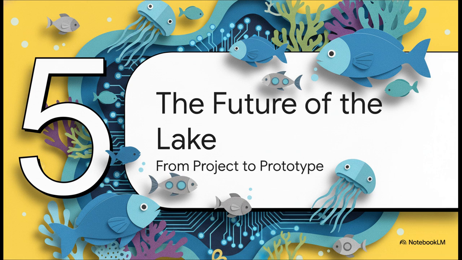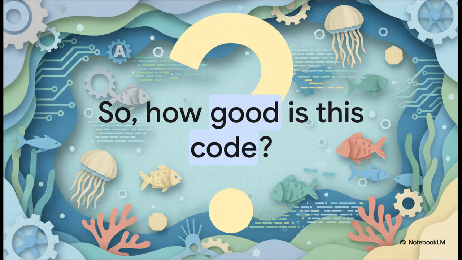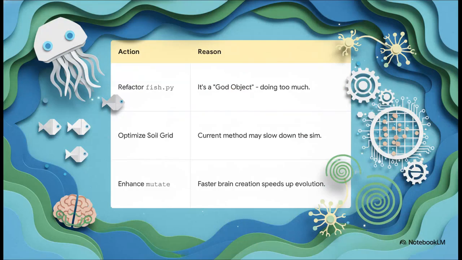I mean, this is already a stunning achievement for a hobby project, but it's also got so much potential. So you have to wonder, where could something like this go from here? Well, to see how this passion project stacks up to professional standards, its source code was actually run through an AI-driven analysis. So, what did it find? The analysis had a lot of praise for the project's overall organization, but it also flagged a few key areas for improvement. For example, it suggested refactoring the main fish.py file.